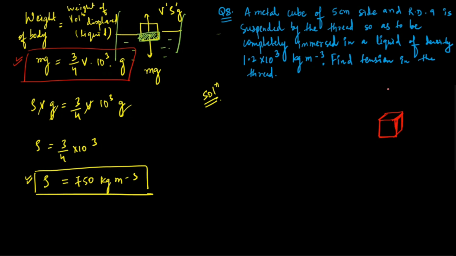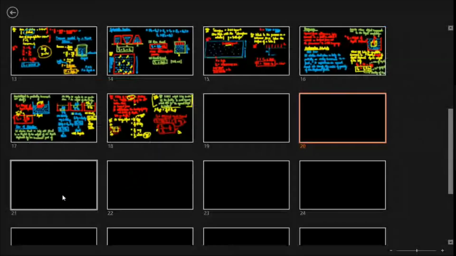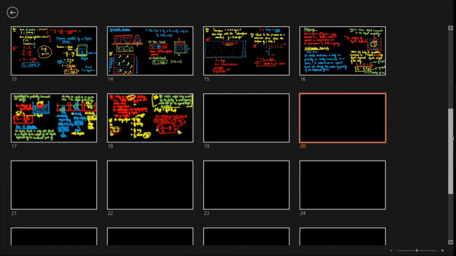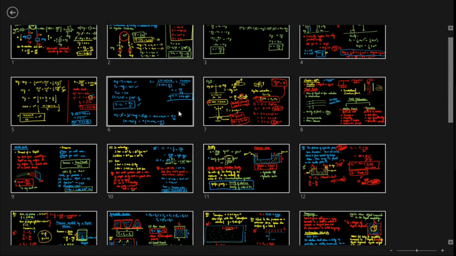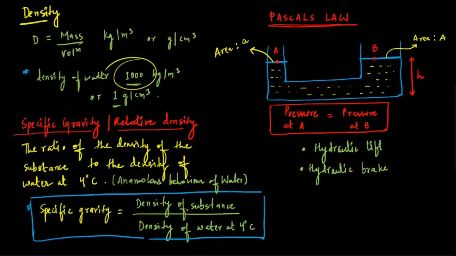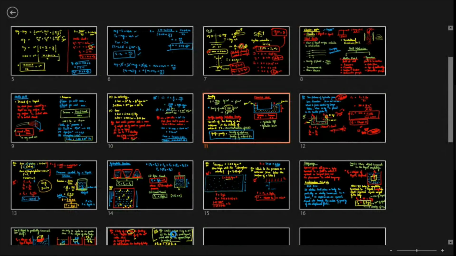What is the relative density, sir? This shows that we are not revising. Is it the ratio of water and the other substance? Yes, it is the ratio of the density of the substance to the density of water at 4 degrees Celsius. Okay, so it's the same thing as specific gravity.